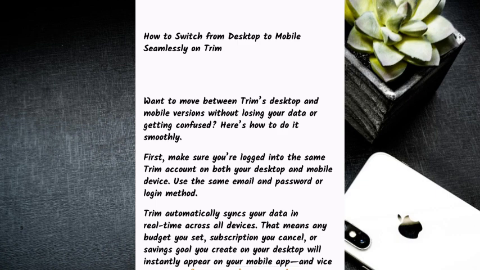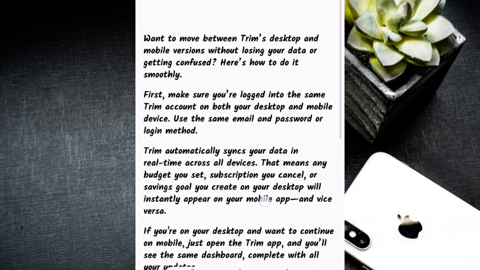First, make sure you're logged into the same Trim account on both your desktop and mobile device. Use the same email and password for login method. Trim automatically synchronizes your data in real time across all devices. That means that any budget you set, subscriptions you cancel, or savings goals you create on your desktop will instantly appear on your mobile app and vice versa.